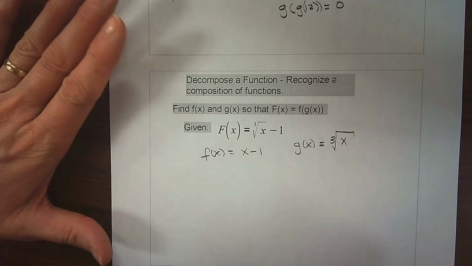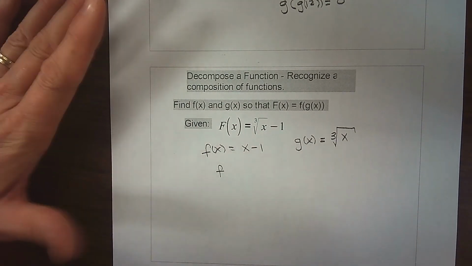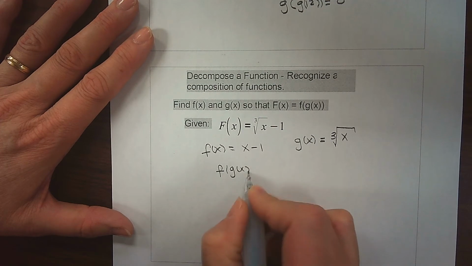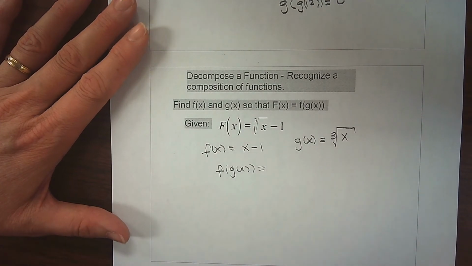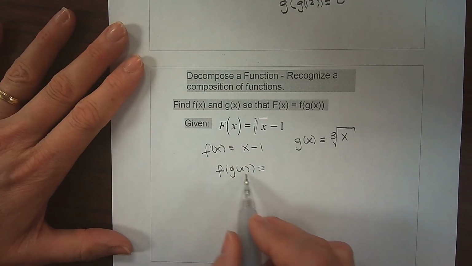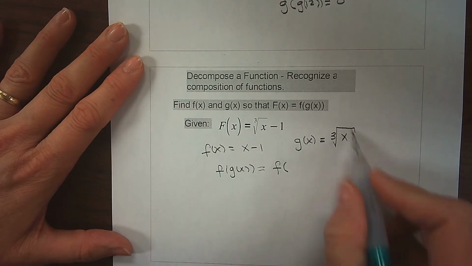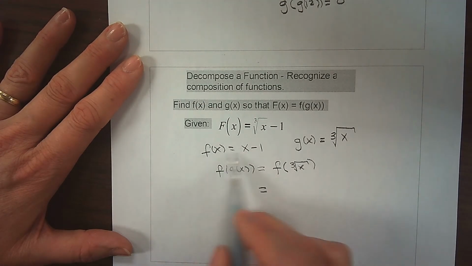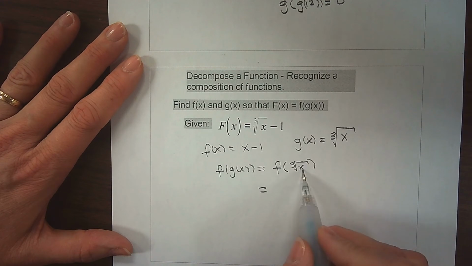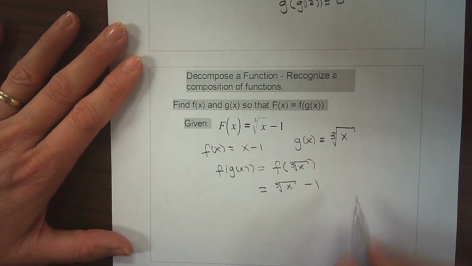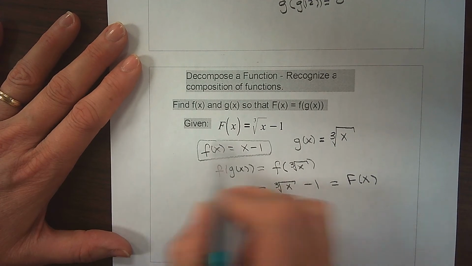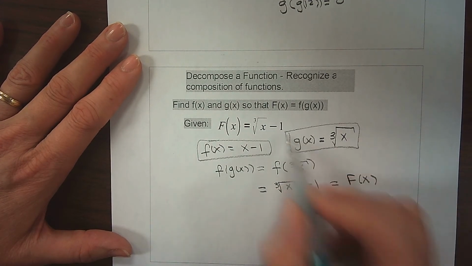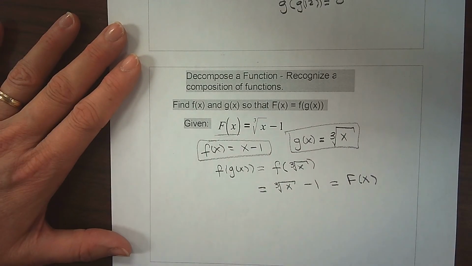So once I think I found what works, after I've guessed, I check. I want to calculate f of g of x and see if I really get this capital F of x that I'm looking for. That means I'm going to evaluate f at the cube root of x. And what does that mean? It means I'm going to go to my f of x function that I just wrote, and this is going to go in place of x. So I get the cube root of x minus 1. And that, in fact, equals our capital F of x that we were looking for. So this little f of x and little g of x do, in fact, give me the capital F of x that I was looking for.